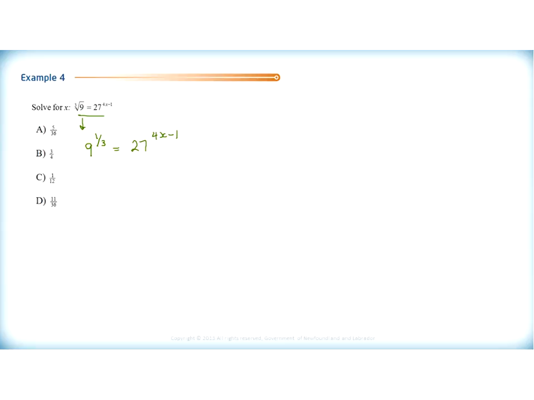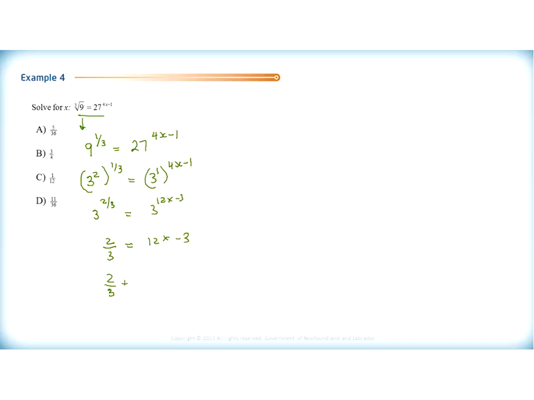Now immediately you should see I'm going to get a base here of 3. I rewrite the 9 as 3 squared. I rewrite the 27 as 3 cubed. And it becomes 3 to the power, a power to a power you multiply, which is 2/3 of course, equals 3 to the 3 times 4x subtract 1, which is 12x subtract 3. I now have my like bases, so the exponents have got to be equal. Oh, I left out my x there, sorry. Let me fix that. Now let's proceed to solve.